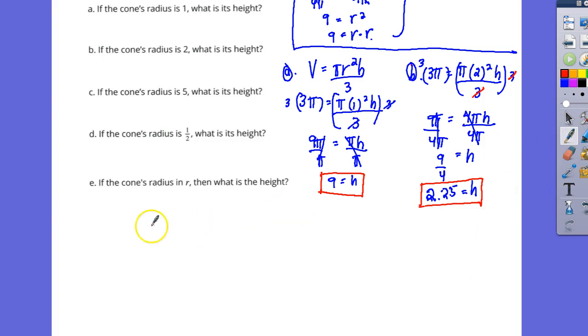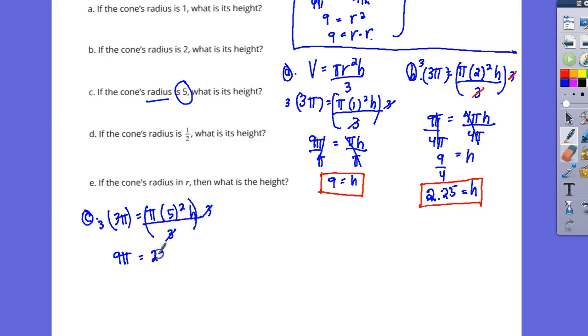Okay. Letter C. Now, the radius is 5. So again, the volume is still the same, it's 3 pi equals pi times the radius, 5 squared, times the height, divided by 3. So again, multiply both sides by 3, because I want h to be by itself. So I'll show that. So on the left side, you have 9 pi is equal to, this 3 is just 1.